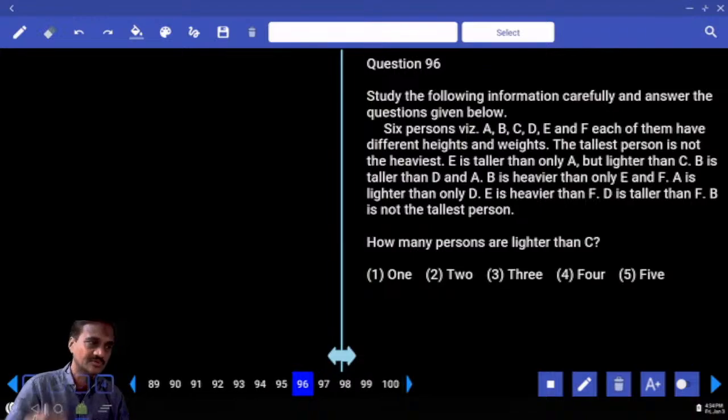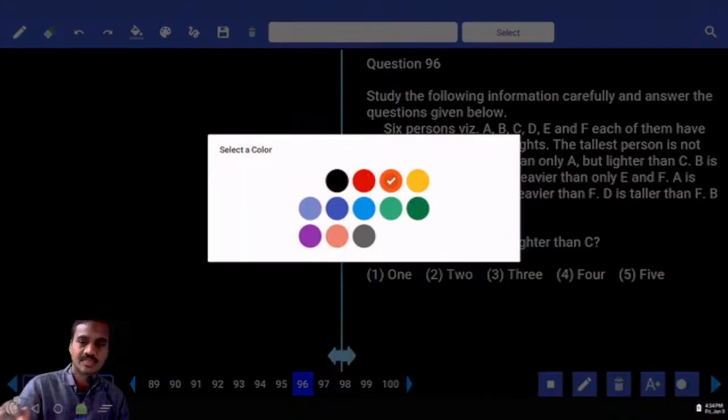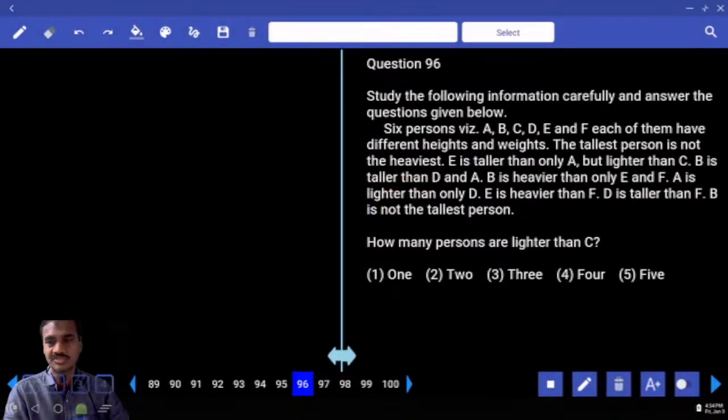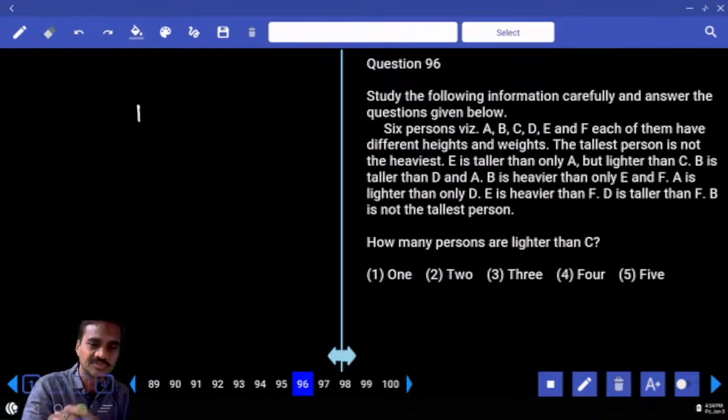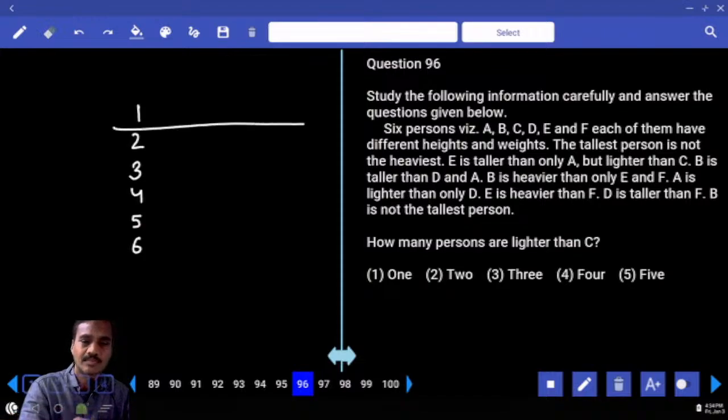Then coming back to 96 to 100. Now here, only 6 persons were there and each one of them has a different height and weight. Now these 6 persons are compared in what? Compared in height and weight. As these 6 persons are compared in height and weight, now height and weight.